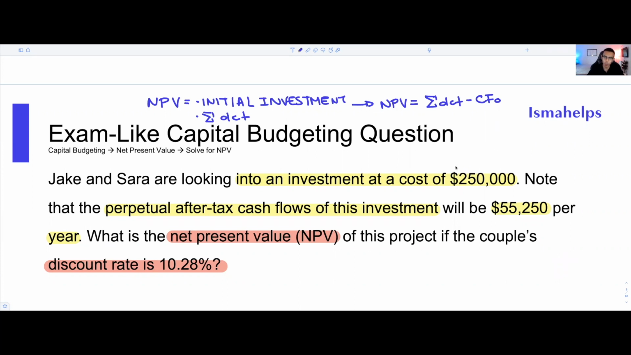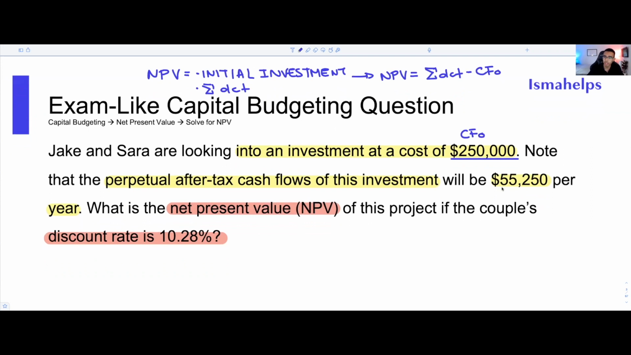Okay. So in this case, we could say that 250K is how much money you're going to spend today. This is what we're going to coin as your CF0. Okay. Then we're telling you that you're going to make $55,250 per year forever. Notice that perpetual means forever. So we're telling you that your payment right here is going to last forever. And you're going to be making 55K-ish every single year forever. All right, just for you to understand that, on an exam it's not always going to be cute how they try to give you the information. So having that in mind is extremely important.